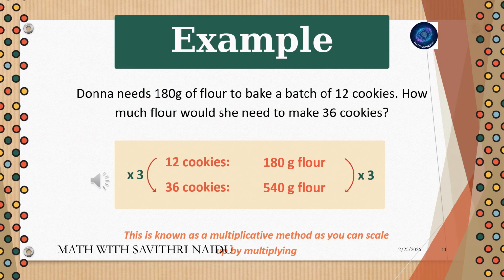Donna uses 180 grams of flour to bake 12 cookies. To make 36 cookies, she simply multiplies both quantities by 3. This is known as the multiplicative method, and it helps us quickly scale recipes or quantities. Hence, she needs 540 grams of flour to bake 36 cookies.